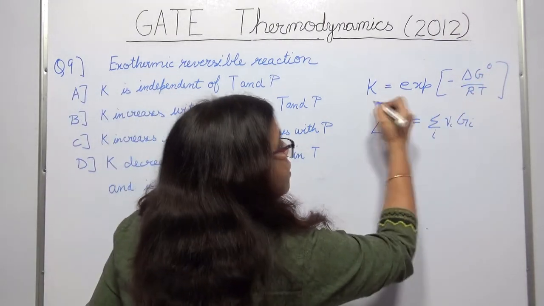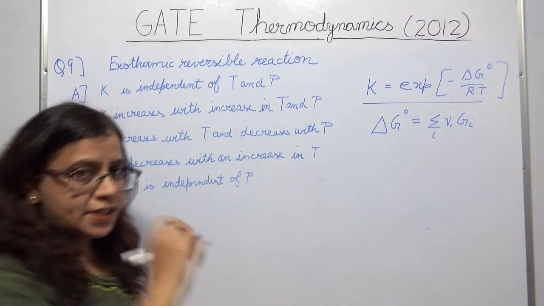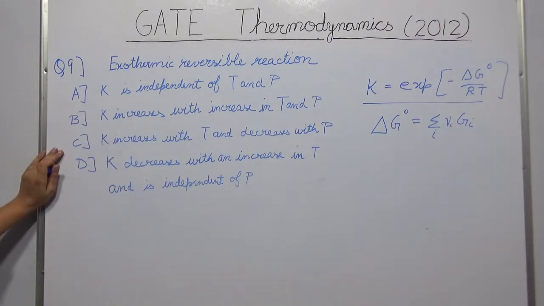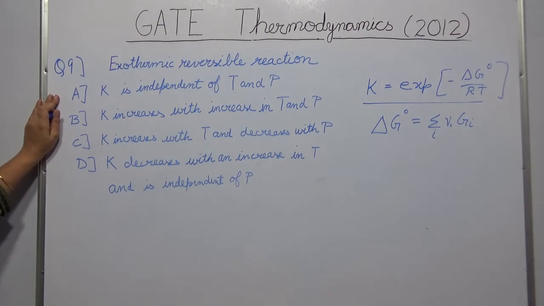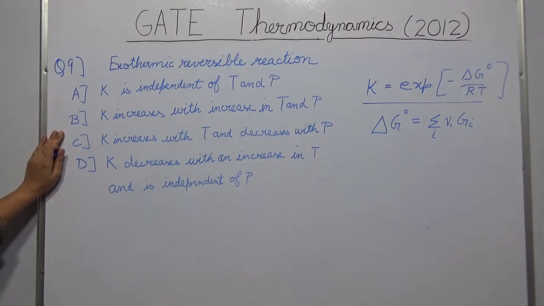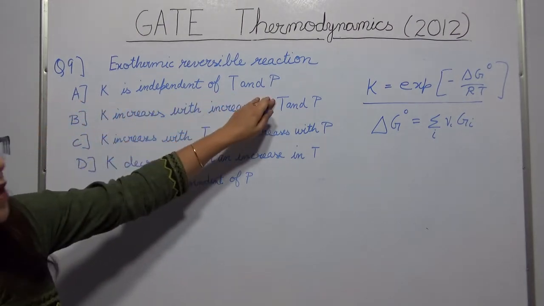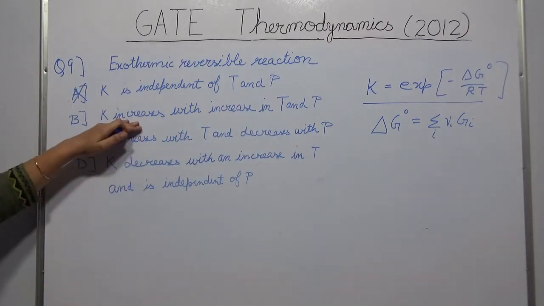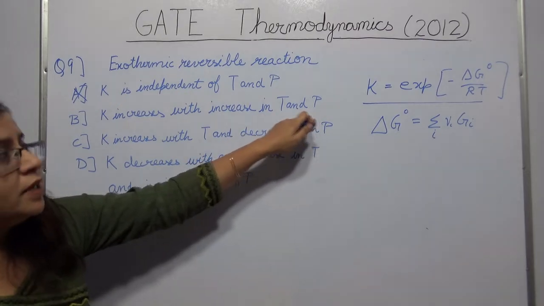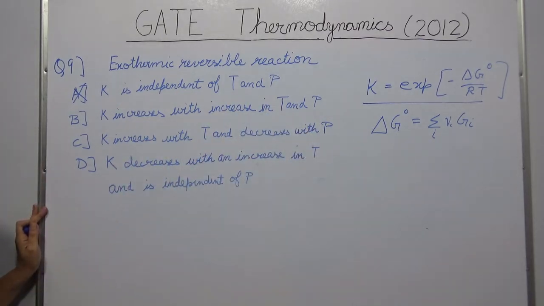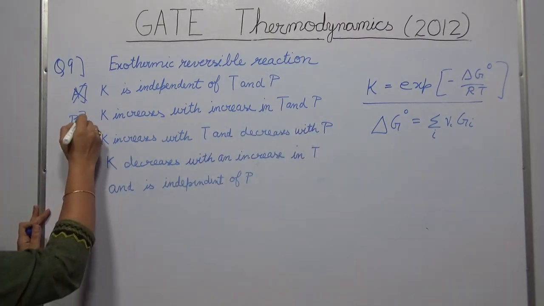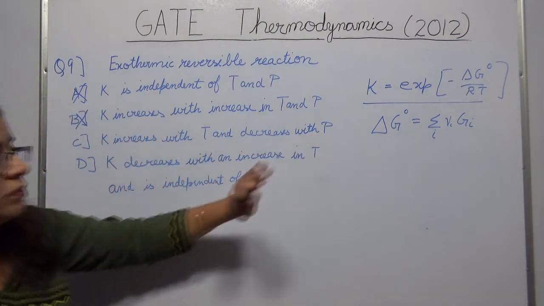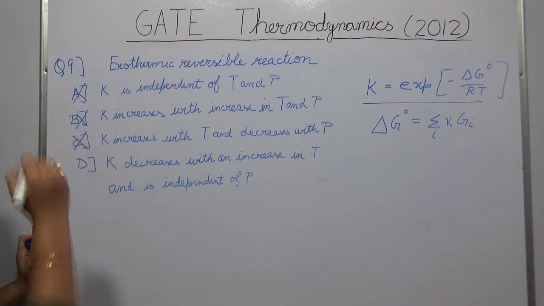Since K is related to your delta G0, that means your K is also a function of only temperature. So in these options, wherever it shows a dependency on pressure, those options are wrong. K is independent of T and P? No, K is dependent on temperature, so this option is wrong. K increases with increase in T and P? You can say something about temperature but not about pressure, so this is also wrong. K increases with T and decreases with P? No, it's not a function of pressure, so this is also wrong.